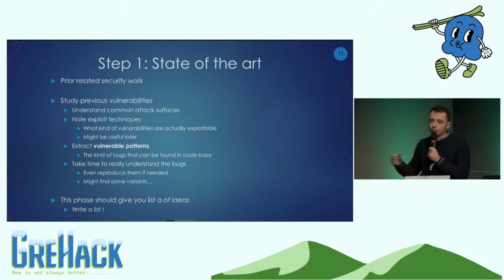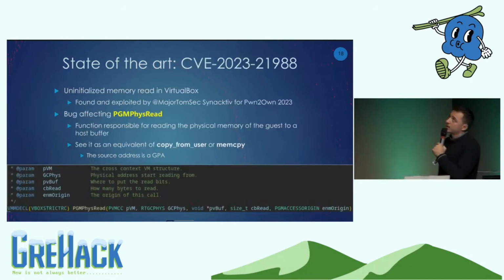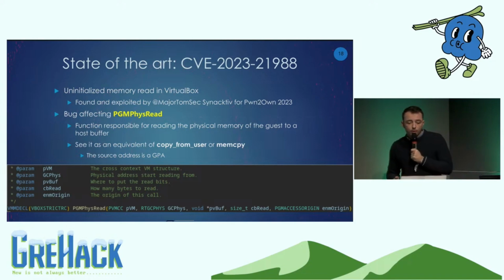And during this phase, you should write a list of everything you need to check after, because it might give you ideas. So I was doing exactly that, my state of the art in the first days. And I was studying this bug exploited by a former colleague from Synacktiv, Major Tomsek, which he found on VirtualBox in 2023, so last year. And it was uninitialized memory in the function PGMPhysRead.